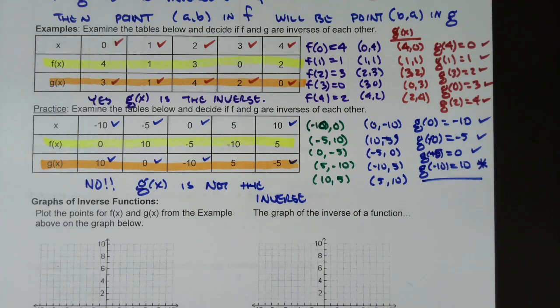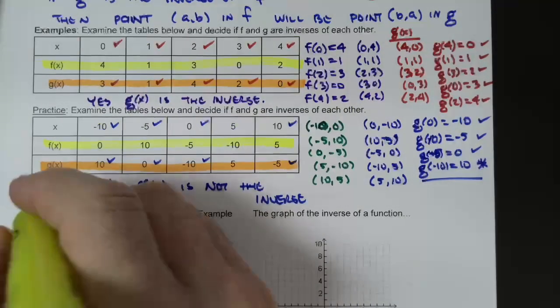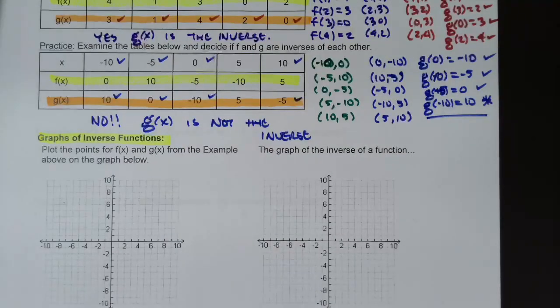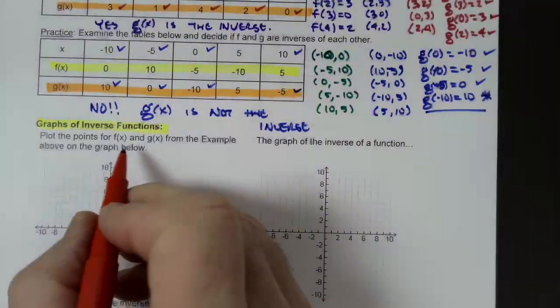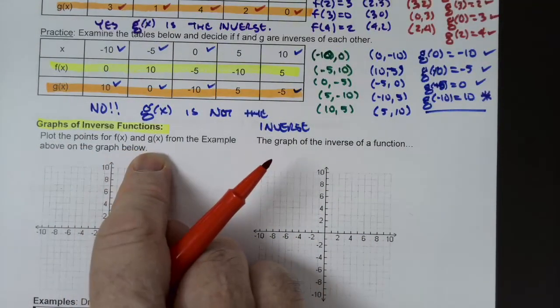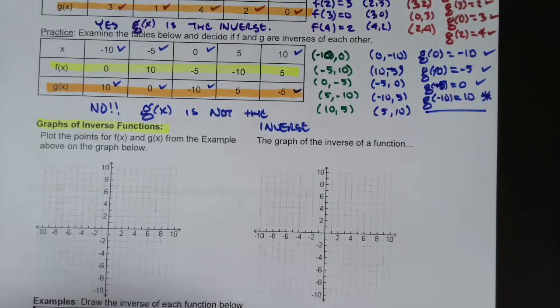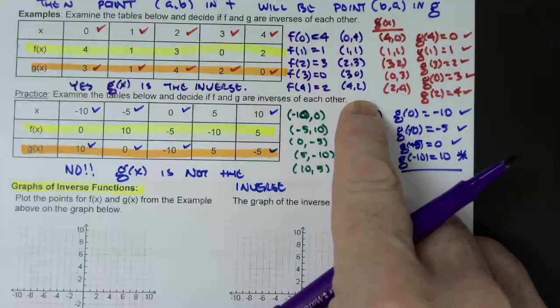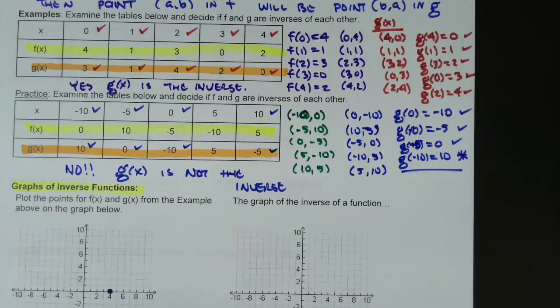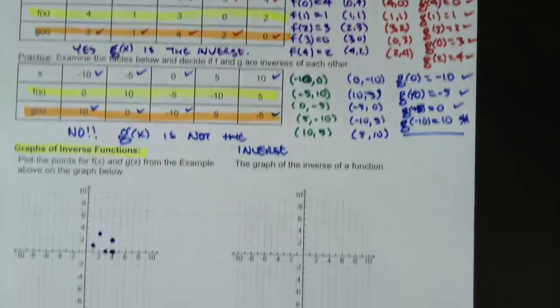Let's take a look at inverses when we graph those. We've looked at them from a table point of view. Let's look at them from a graph. If I have any point, and it says plot the points of f of x and g of x from the example up above, let's see what we get. Fortunately, we listed off our points here, so all I have to do is graph these 5 points from my f of x function. 0 gave us 4, 1, 1, to the right 2, up 3, to the right 3, and stay at 0 on the y-axis, and then finally to the right 4 and up 2. We've got all of those points right there.